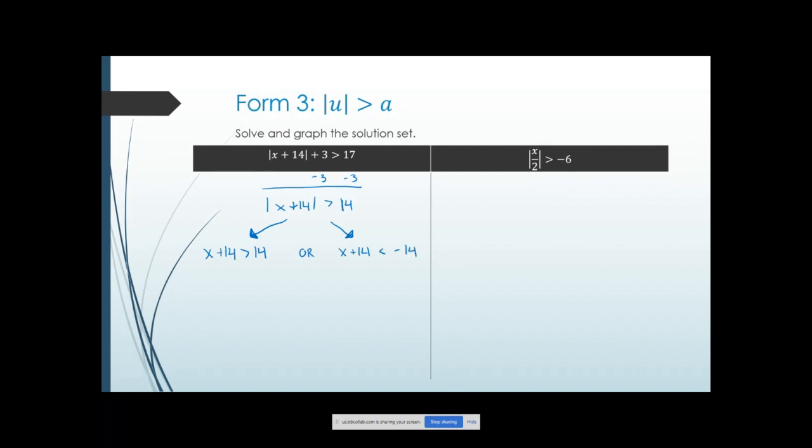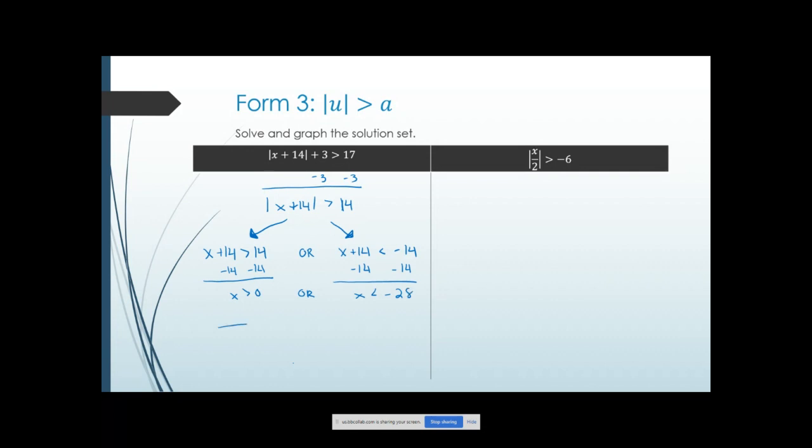So we have to reverse the inequality because of the negative there. So now you solve each of these for x. I'm going to subtract 14 from both sides. We get x is greater than 0, or when I subtract 14, x is less than negative 28.